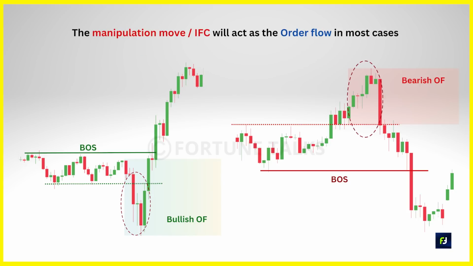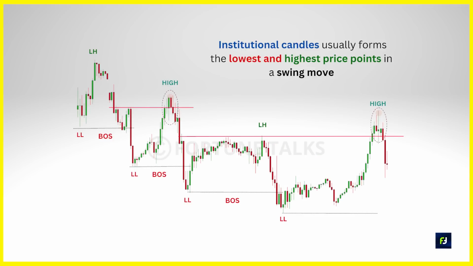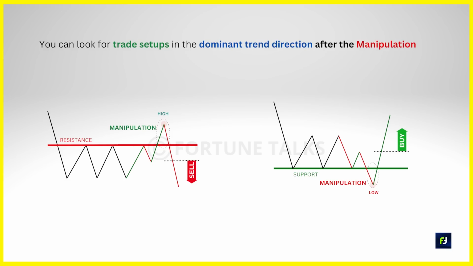Now look at how institutional candles form. It follows the AMD criteria. This means the manipulation move, which is the IFC, will act as the order flow since it is the price move against the major trend structure. Now IFC can also be used to determine market structures. This is because institutional candles usually form the extreme highs and lows in a price move before the actual distribution in prices. These highs and lows can act as swing highs and swing lows, which are reference points for mapping the market structure. In addition to this, IFC is also a popular trade entry strategy.